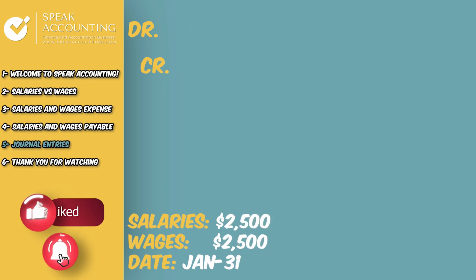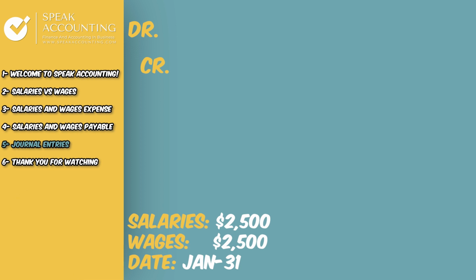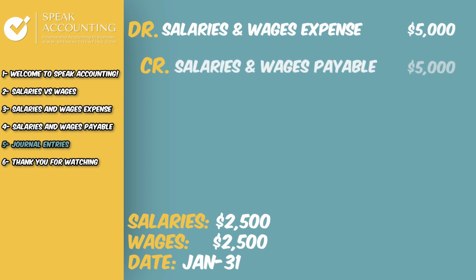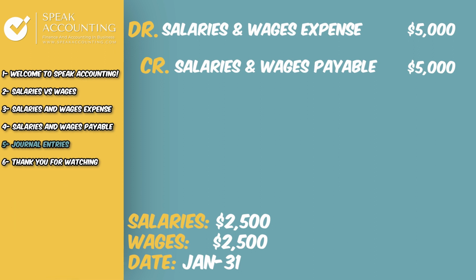Now, suppose the business owes $5,000 in salaries and wages to its employees on January 31st for the second half of January. How do we record this transaction? Well, we debit salaries and wages expense for $5,000 because we incur an expense of owing our employees, and we credit salaries and wages payable for $5,000 because we increase our liability of owing our employees. The journal entry would look like this: debit salaries and wages expense $5,000, and we credit salaries and wages payable for $5,000. And that's how we record salaries and wages expense and payable in the accounting books.